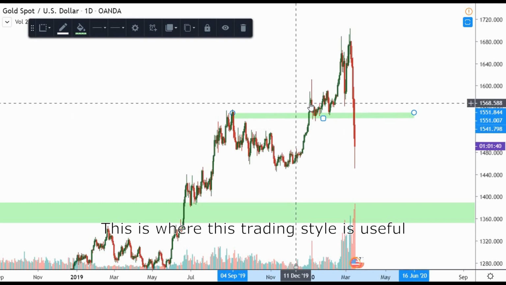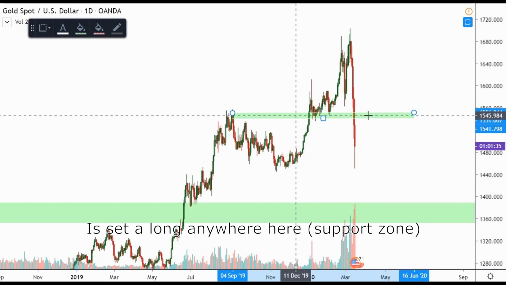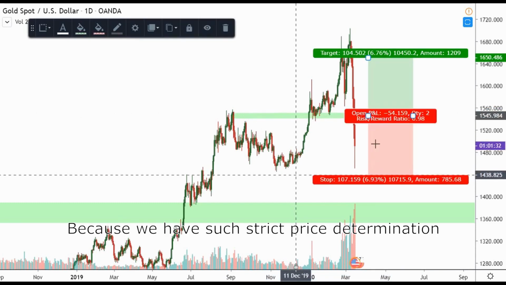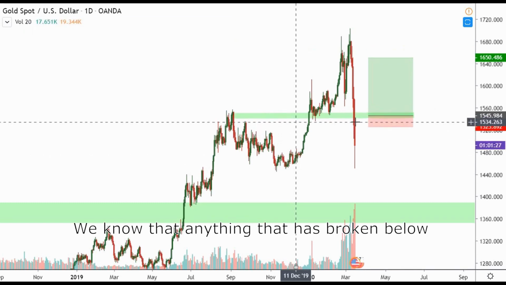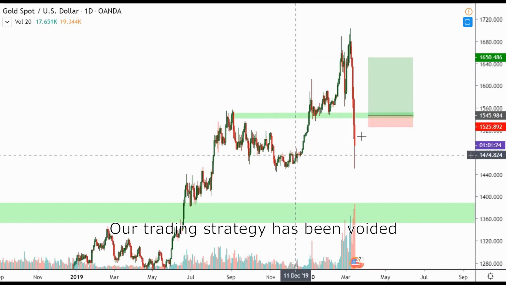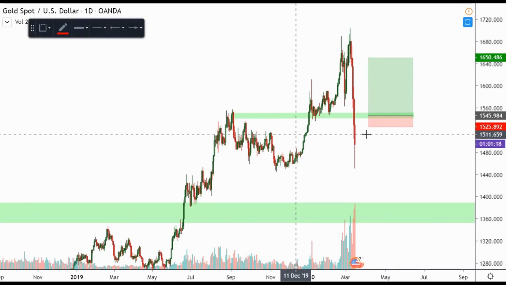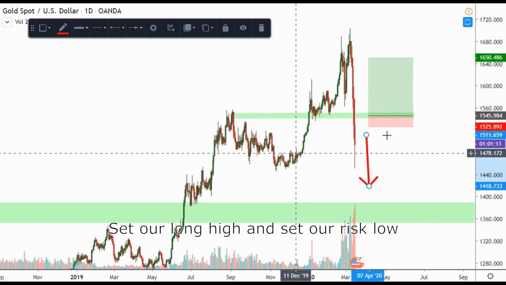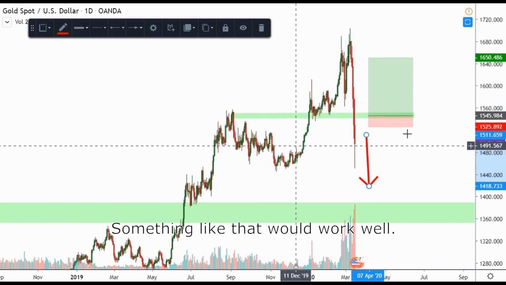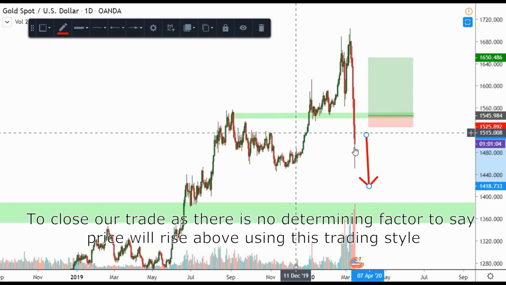But this is where this trading style comes in handy. So what we could do is set a long, say anywhere around here. But because we have such strict price determination, we know that anything that is broken below that point, our trading strategy has been voided. Anything below, we know is going to cause a straight down price action. So we set our long high and we set our risk very low. Something like that would work out very well. We would have closed out our trade once it broke below because we have no determining factor to say that it's going to go above by using this trading style.